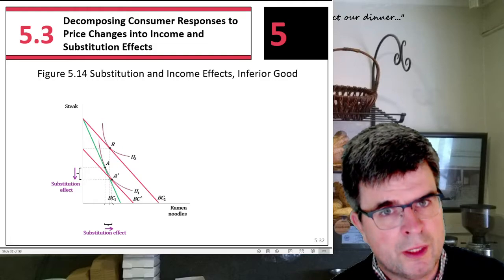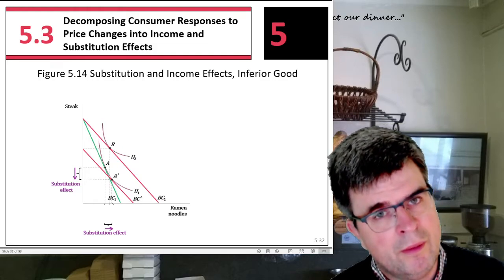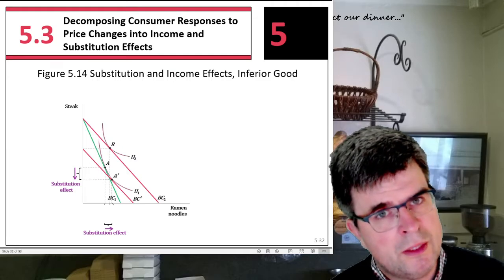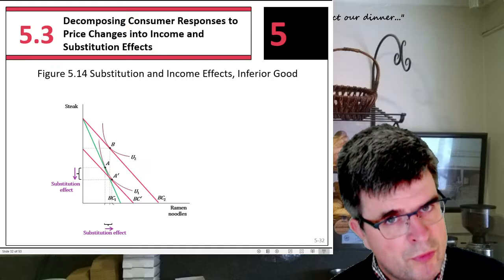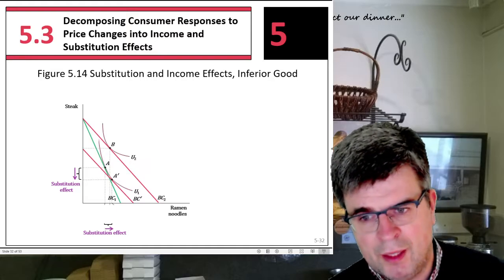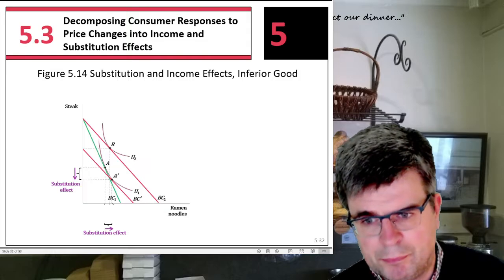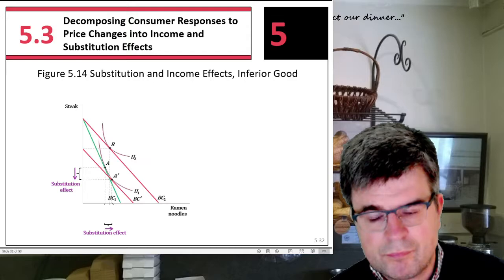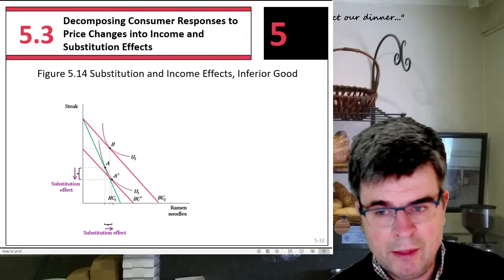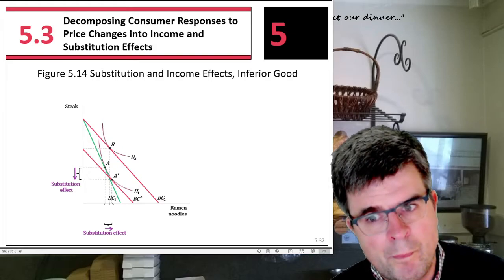So the relative price of noodles becomes lower, which means that we consume more of it. Steak becomes relatively more expensive, so we substitute away from it. We consume less steak, and this is just as in our previous example. However, now we consider the income effect, and the income effect is equal to moving from the consumption bundle A prime to the consumption bundle B.